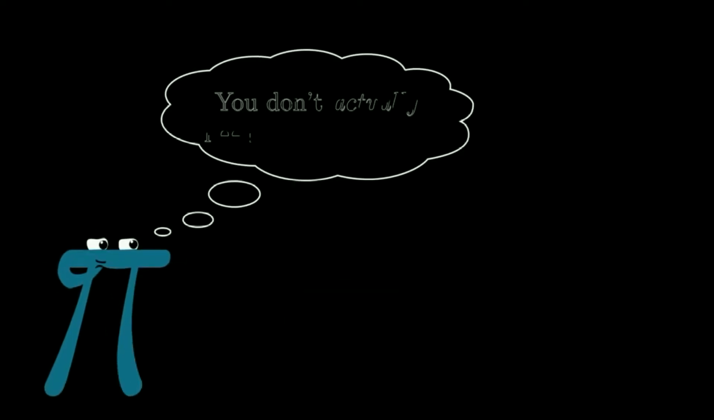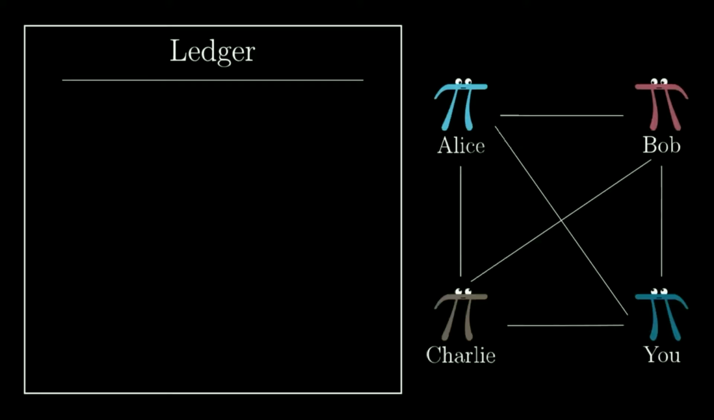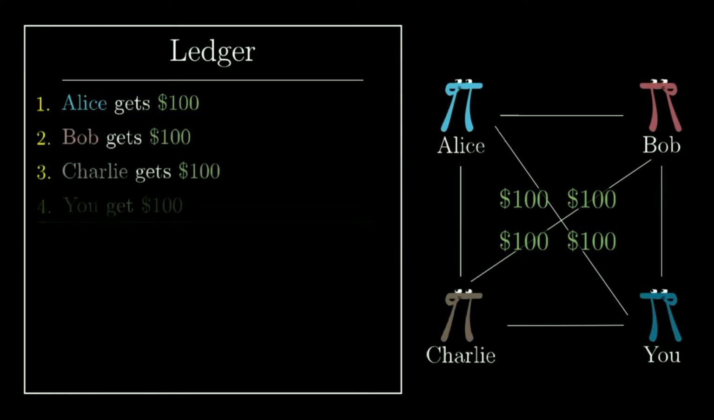So maybe you have the clever idea that you never actually have to settle up in cash as long as you have some way to prevent people from spending too much more than they take in. Maybe what you do is start by having everyone pay $100 into the pot, and then have the first few lines of the ledger read, Alice gets $100, Bob gets $100, Charlie gets $100, etc.